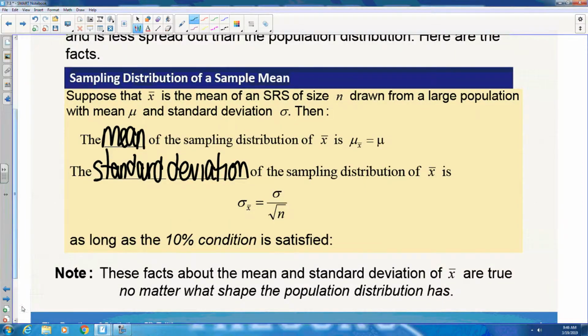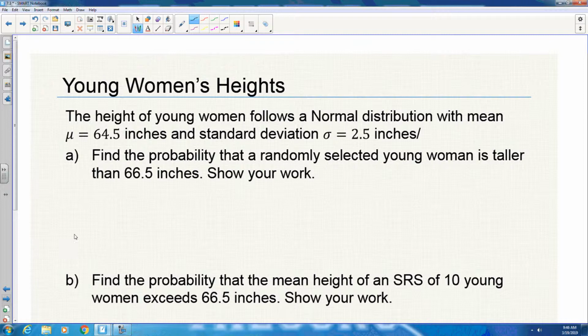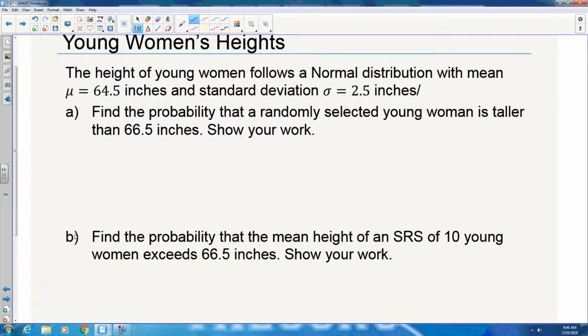Okay, so now we can apply this to an example. The height of young women follows a normal distribution where the mean is 64.5 inches and the standard deviation is 2.5 inches. Find the probability that a randomly selected young woman is taller than 66.5 inches, showing your work. So this is not the new information. This is not the sampling distribution of X bar. This is just finding the z-score for this specific young woman who is 66.5 inches tall.